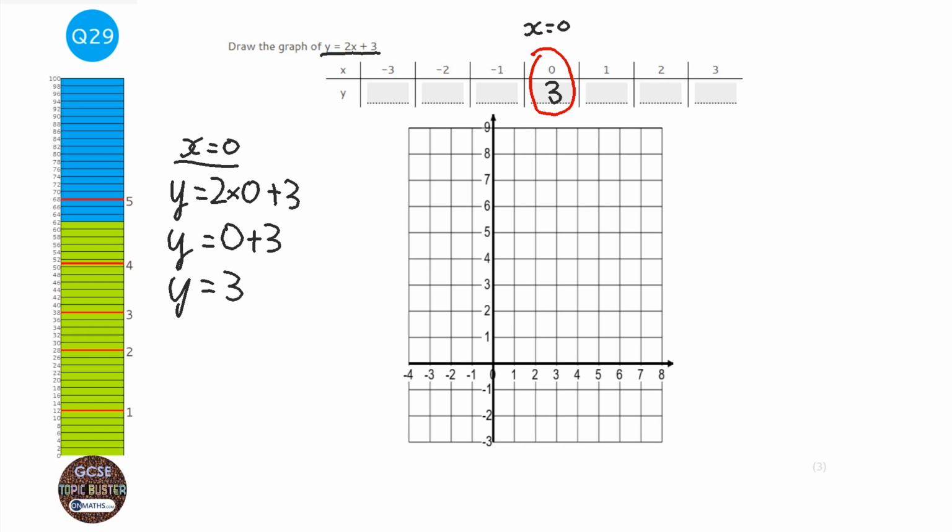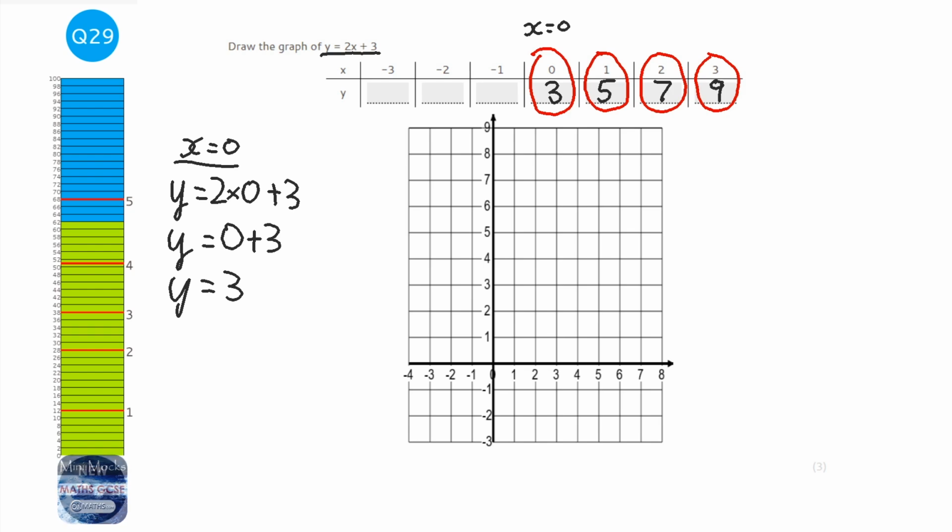So I'm going to try the next one without any working out. So we've got 1, and so 2 times 1 is 2, plus 3 is 5. Then the next coordinate, we've got x equals 2, so 2 times 2 is 4, plus 3 is 7. And the next one, we've got 3. So 2 times 3 is 6, plus 3 is 9.